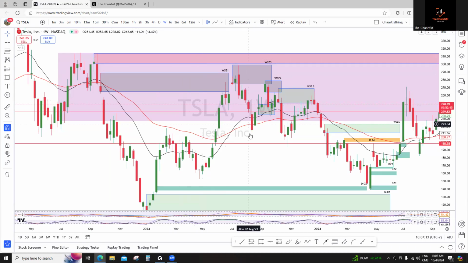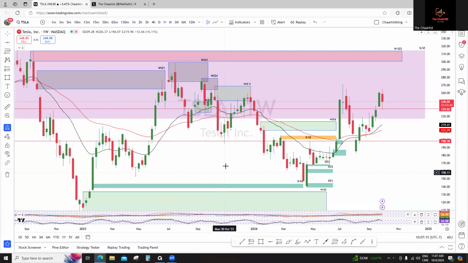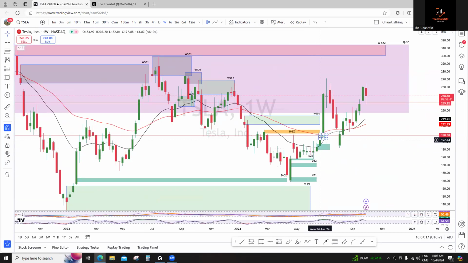So now what is happening here is, there are two demands that were formed. One is here, one is here. Okay. And they are authentic. They are not from the reaction of any other demand zone. Like this DZ1 was formed from the reaction of DDZ. This is authentic, not from the reaction. But now why is price reacting from here? Everything is tested.